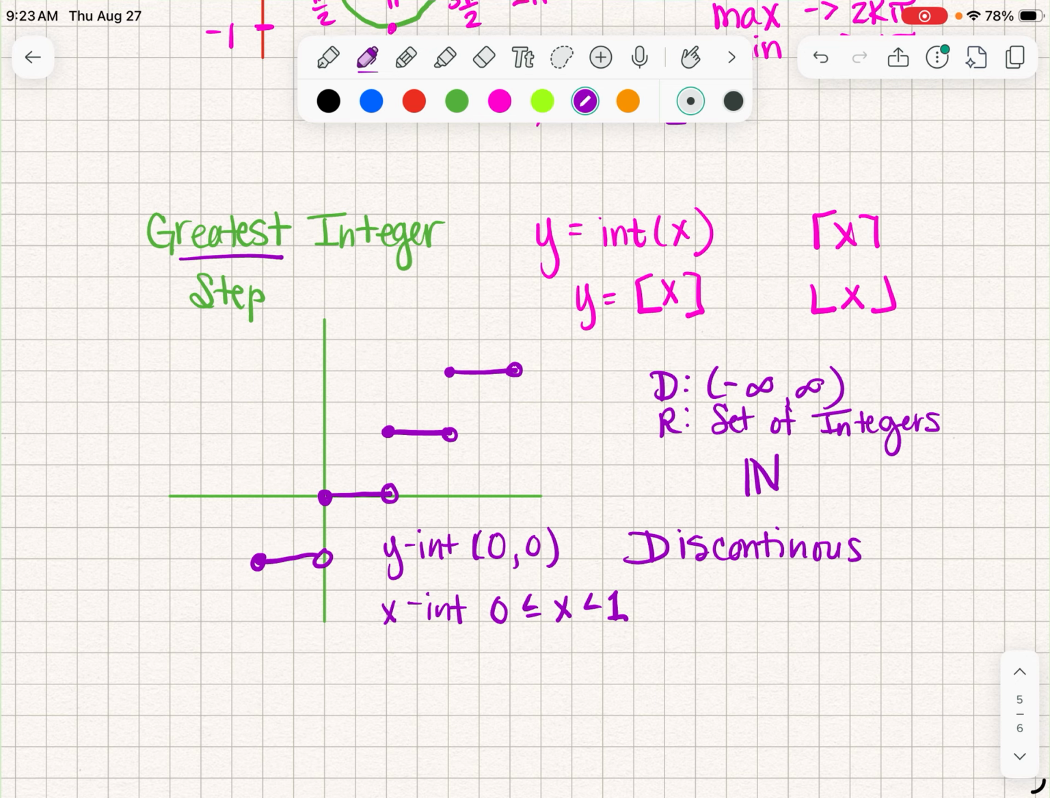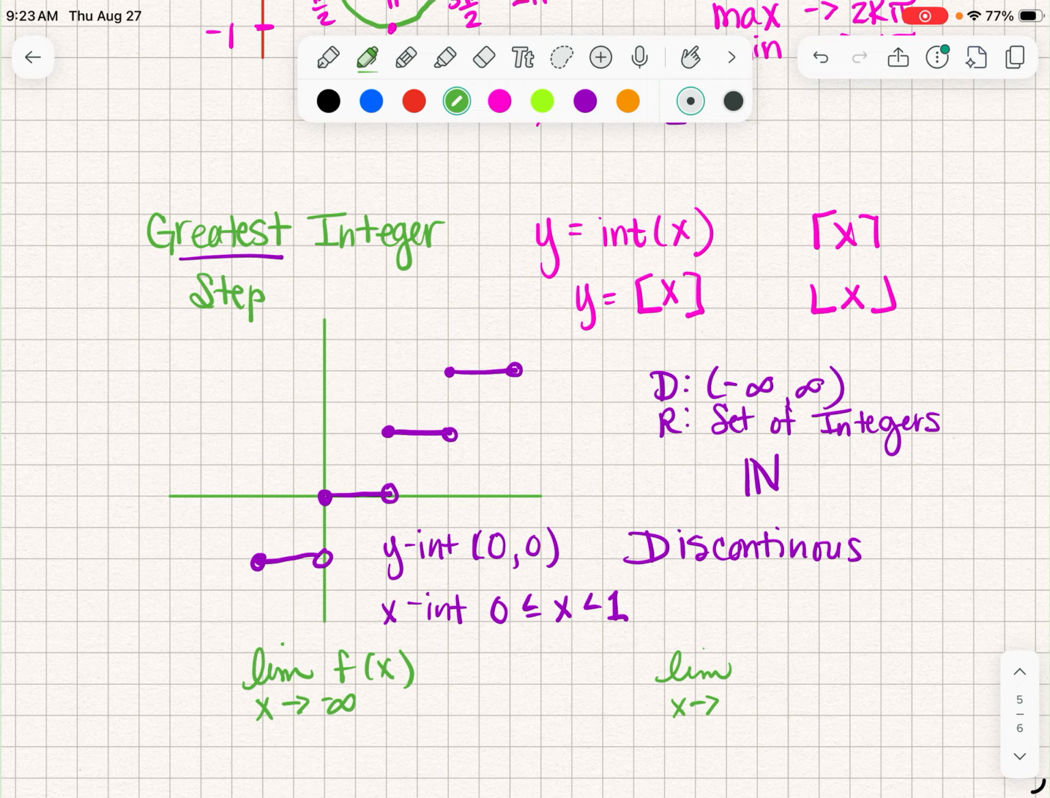It is not symmetrical. It is not bounded. There are no maxes or mins. There are no asymptotes. And so the end behavior, actually this one does have end behavior. It's just kind of weird. I mean, it's not actually weird. It's just weird to think about.